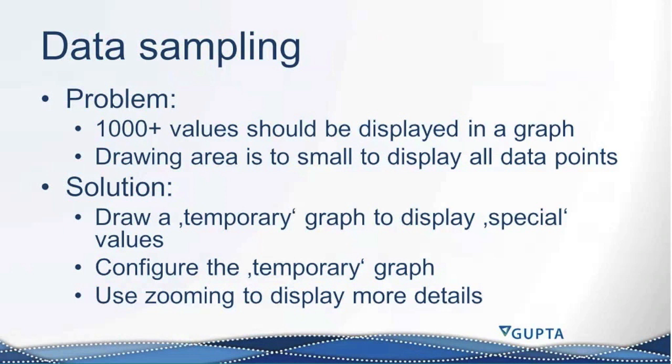Now you can do a data sampling. That means you create a temporary graph to display special values. So you can configure this temporary graph, and then you can use the zoom features inside the charting control to dig into this graph to display the real values.